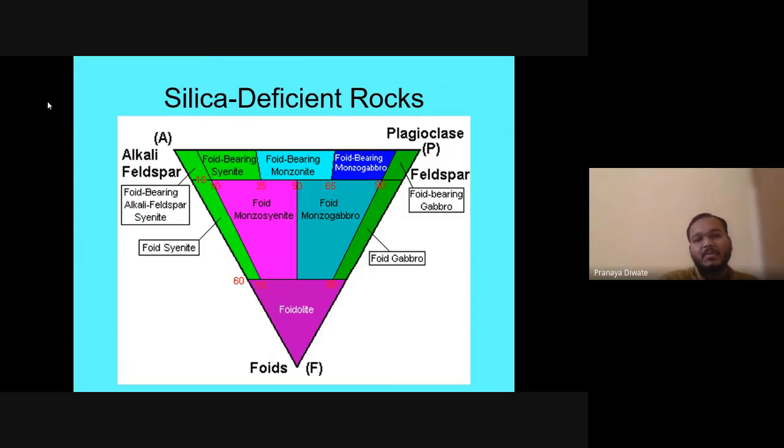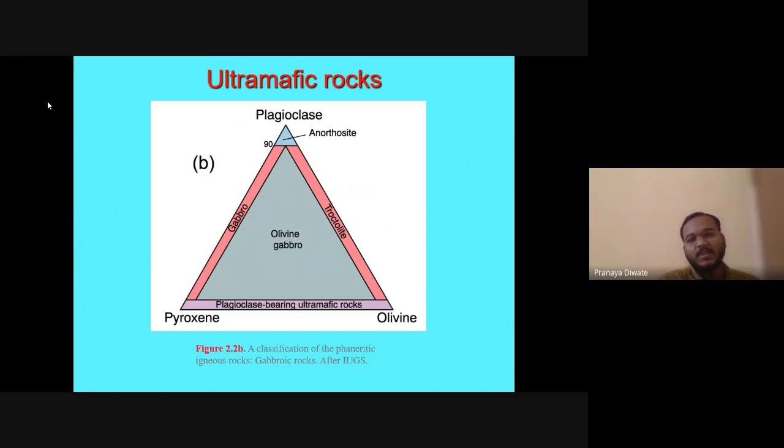Then you have silica deficient rock. Alkali feldspar and plagioclase feldspar have a silica deficiency. This is your ultramafic rock. The ultramafic rocks are those rocks where you form different minerals, plagioclase. So this is what your ultramafic rock is.